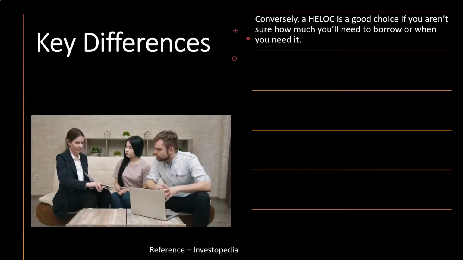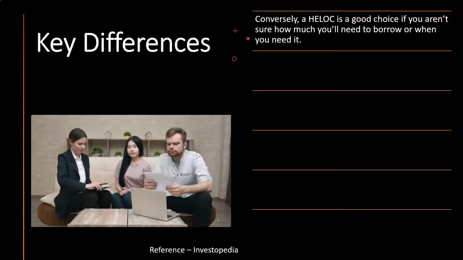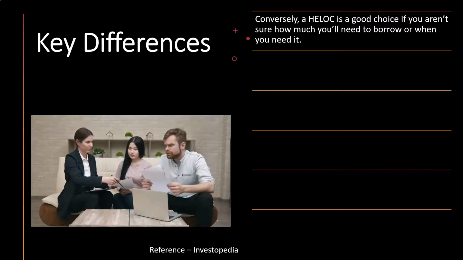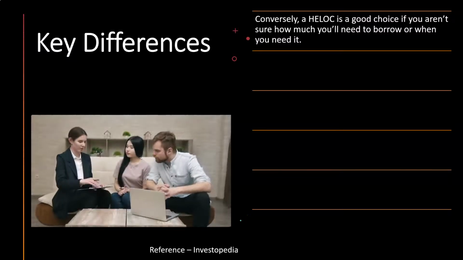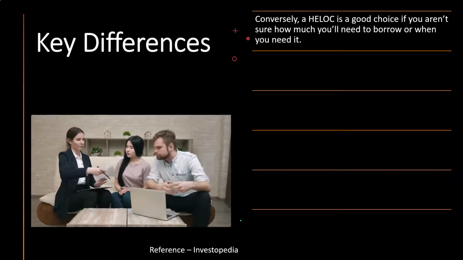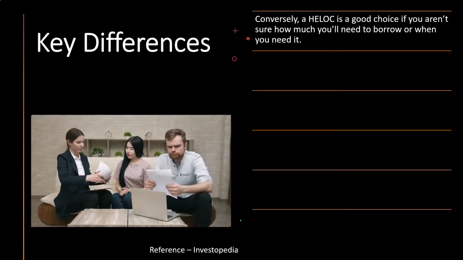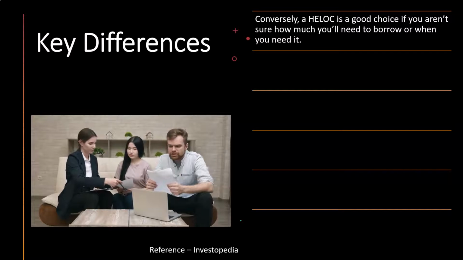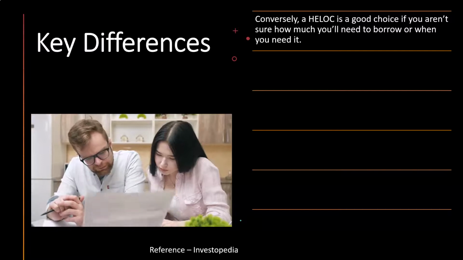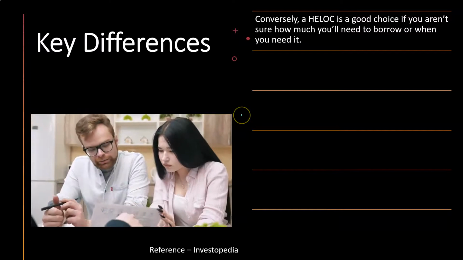Conversely, a HELOC is a good choice if you aren't sure how much you'll need to borrow or when you need it. So that's one of the key benefits of the HELOC. You're saying, there could be an emergency. I don't have any money because all my money is stuck in the home. It's stuck in the equity. I have no liquidity. If there was an emergency, then at that point in time, it might be more difficult for me to access the funds. I might not be able to turn it around as quickly as I would like. Therefore, I would like to have access to a line of credit supported by the home so I can access it in that event. So the uncertainty itself is the benefit of why you might want a line of credit.